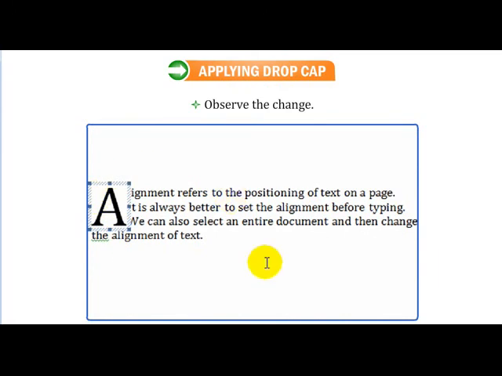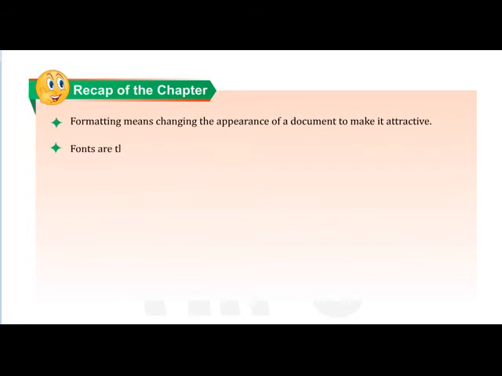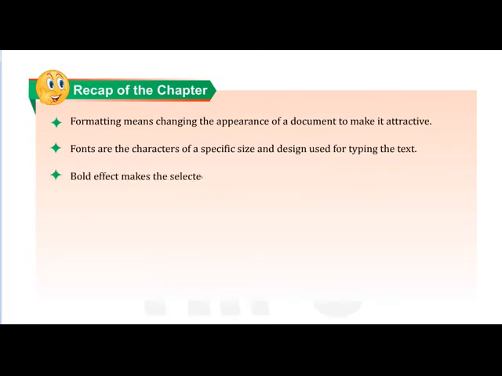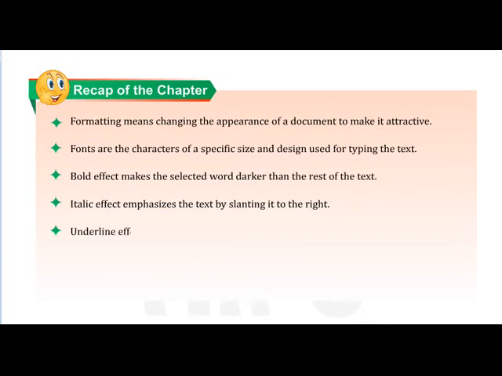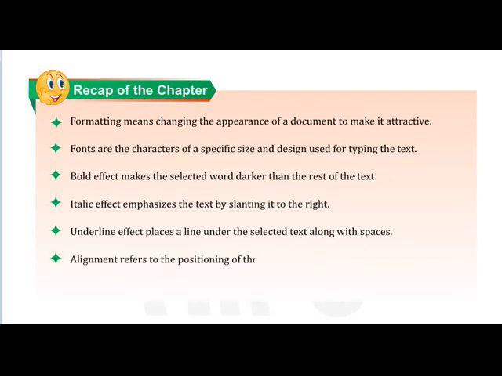Let us quickly glance through the key points discussed in this chapter. Formatting means changing the appearance of a document to make it attractive. Fonts are the characters of a specific size and design used for typing the text. Bold effect makes the selected word darker than the rest of the text. Italic effect emphasizes the text by slanting it to the right. Underline effect places a line under the selected text along with spaces. Alignment refers to the positioning of the text on a page.